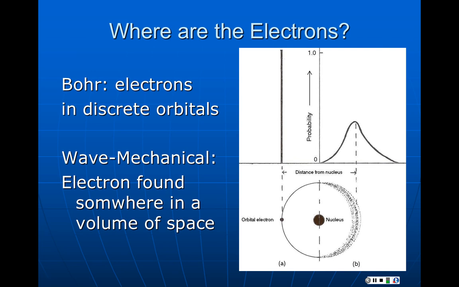They may be inside a fence. There may be a volume where we know we can find them, but where they are in that volume we really don't know at any moment in time. And so where they hang out is going to be influenced. So this is called the wave mechanical model. We recognize that the electrons behave with the properties of a wave, and they're found in a probability space or a volume.